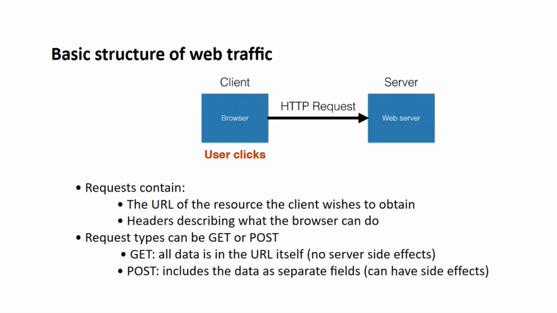GET means all the data you are putting, the ID, password, key, queries, everything, goes with the URL itself, and it is visible to all. Another is the POST method, which includes the data as a separate field, so it does not have that side effect. The GET method is faster, but it contains all the information.